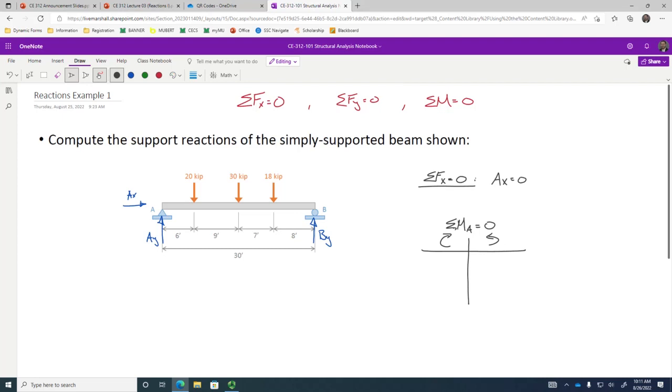Do I need to consider AX? No. Even if it didn't go through the point, it's 0. So no, I don't need to consider AY because it goes directly through A. So let's start off with this 20 kips.